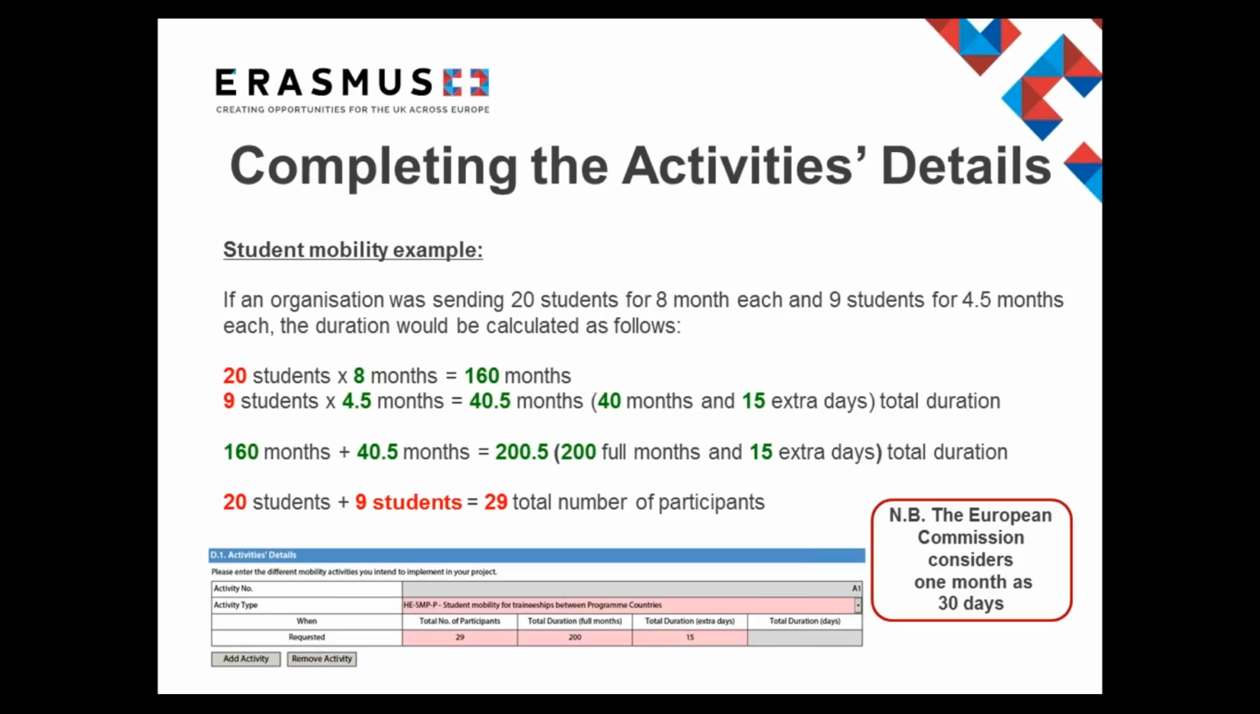When completing the activities details table, you must enter the total duration of all requested student mobilities in full months and extra days. So right now you can see an example of how to complete this section. In this example we have 20 students who are going on placement for 8 months each. You can see that in the top line there. And then we have a total of 9 students who are going on placement for 4.5 months each. So when we multiply 20 students by 8 months, we get the duration of 160 months. And then we have 9 students multiplied by 4.5 months, and that's 40.5 months.